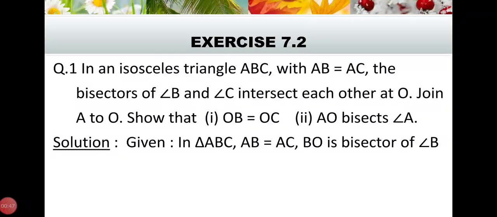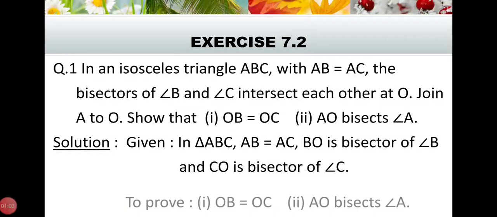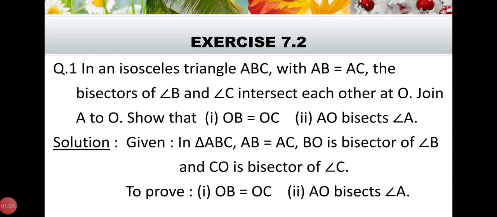Solution. First we write the given from the question. Given: in triangle ABC, AB equal to AC, BO is bisector of angle B and CO is bisector of angle C. To prove: number 1, OB equal to OC, number 2, AO bisects angle A. Let's see the figure.